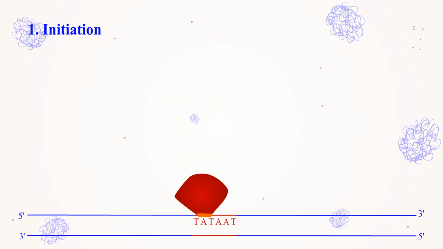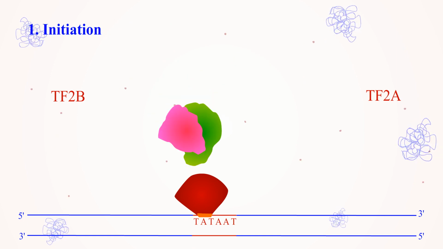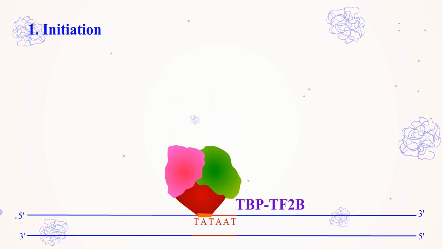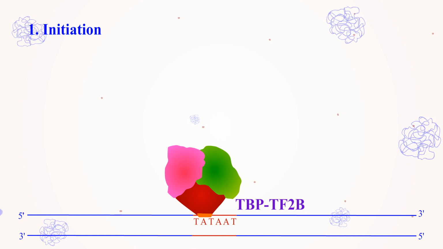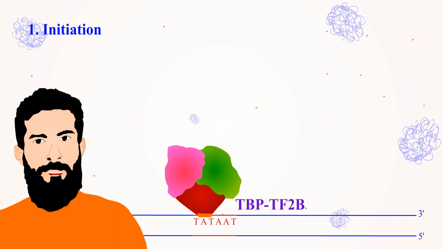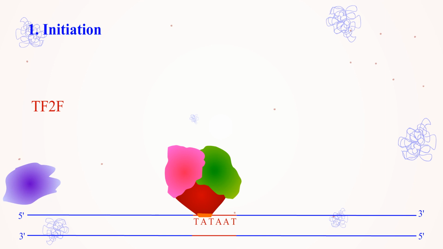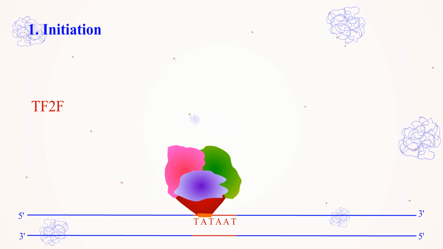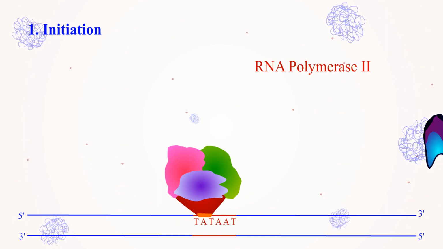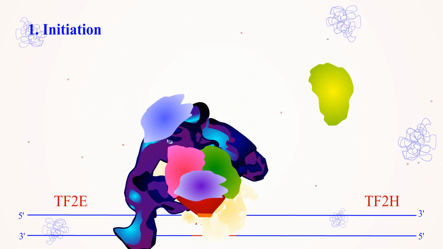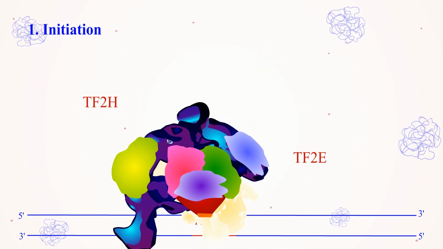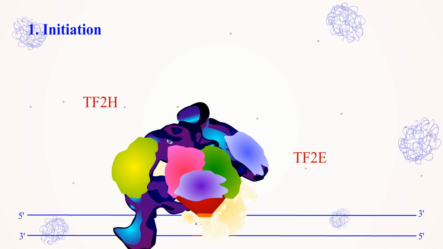The TBP will then bind to transcription factor 2B or TFIIB along with TFIIA to form the TBP-TFIIB complex at the promoter. The TFIIB will serve as a bridge for RNA polymerase to bind to the DNA. The TBP-TFIIB complex will now bind to the transcription factor 2F or TFIIF. After the RNA polymerase 2 binds to the promoter, 2 additional factors TFIIE and TFIIH will bind to the complex.